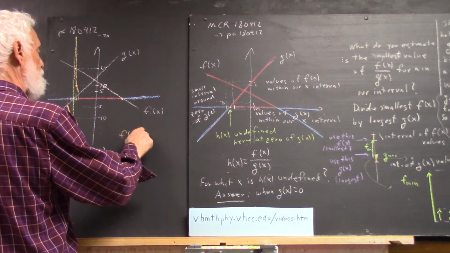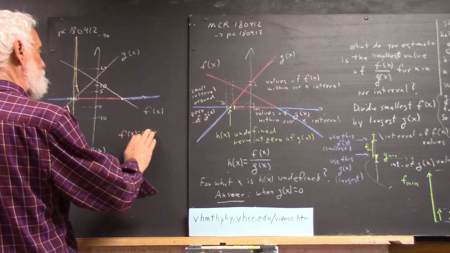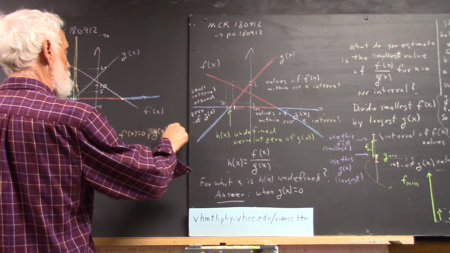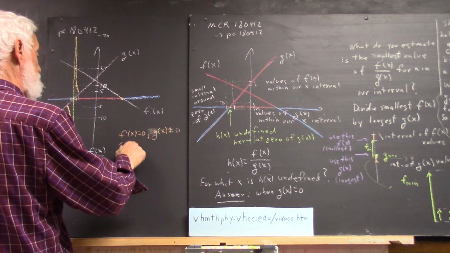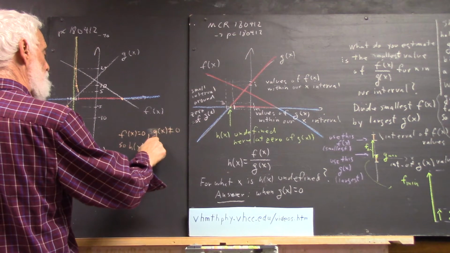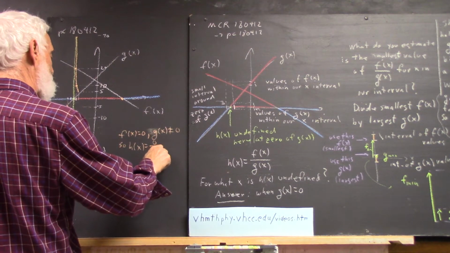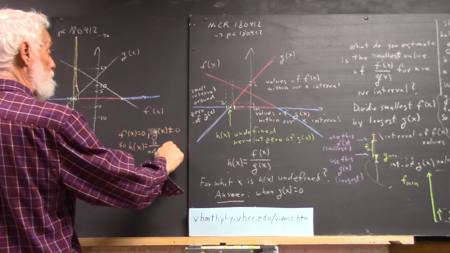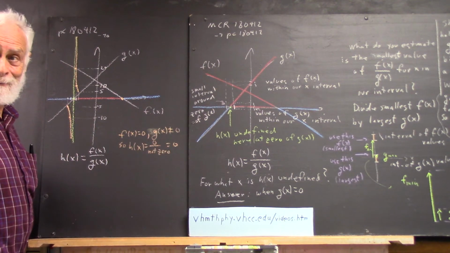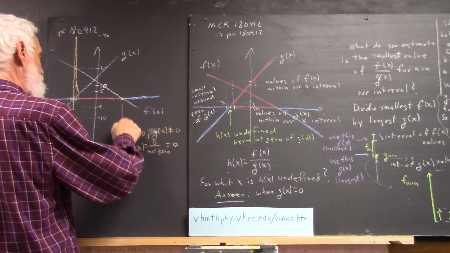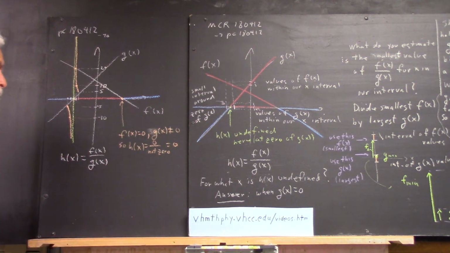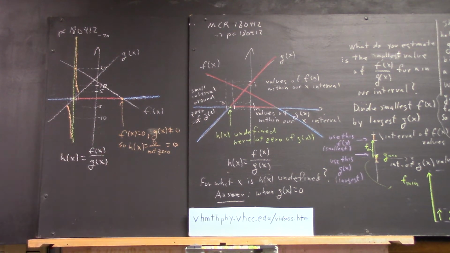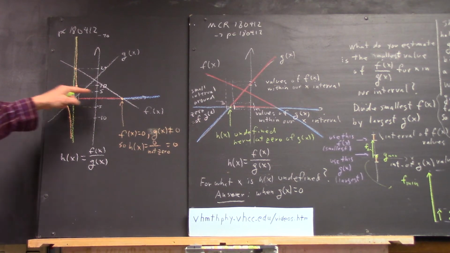So at this point, f of x equals 0. G of x is not equal to 0. So h of x is 0 over not 0, which is 0. So that's what we have at this point. So that's a point on the graph of h of x. Okay? How do we get from here to here?